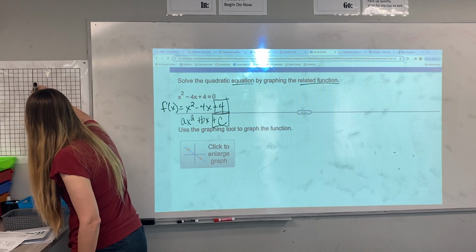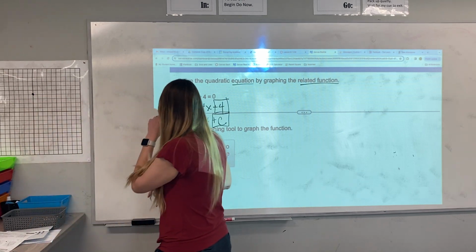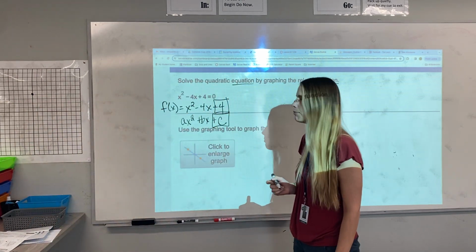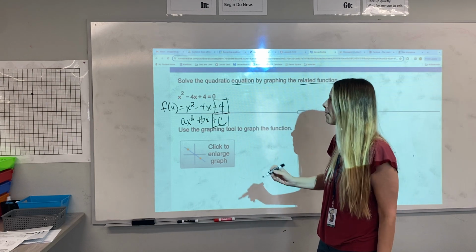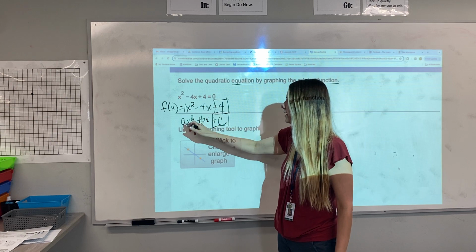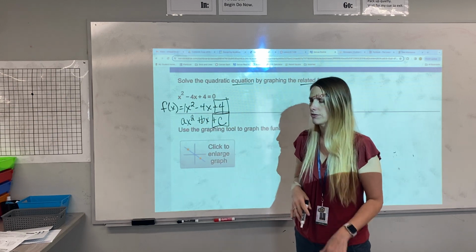That's all we know so far. We can also tell if it's a happy parabola or a sad parabola. What's it going to be? A happy parabola because A is positive.